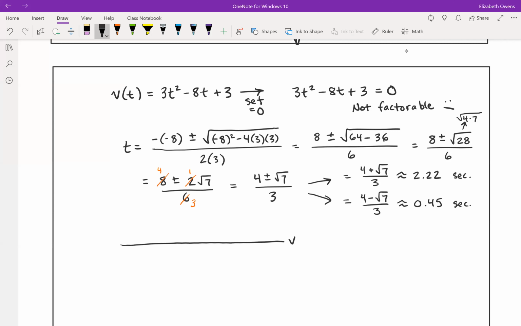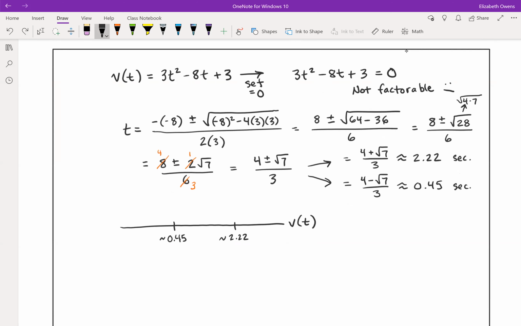Okay, so we are testing our velocity function. I'm making a little number line here. Here's our 2 t values, about 0.45 and about 2.22. I'll put little approximates on those. And we want to test in those different intervals, this interval, the interval in between, and this interval over here, to see what the velocity is doing, to see if it changes or not. So let's check it out. You can pick some test value in each interval.